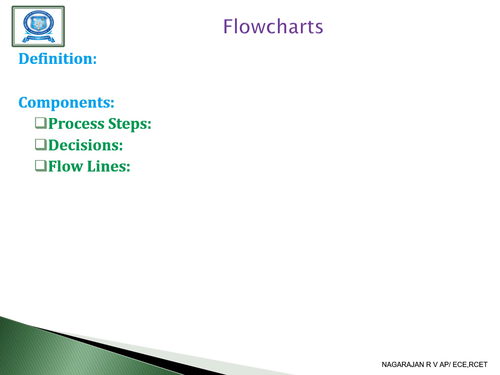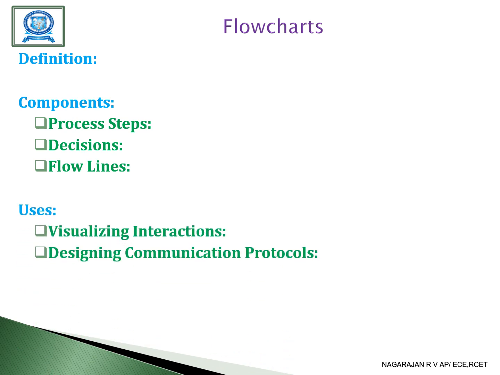Process steps are rectangles representing individual steps or actions. Decisions are diamonds representing decision points with multiple branches. Flow lines are arrows indicating the direction of flow from one step to another. Next, let us see the uses of a flowchart.